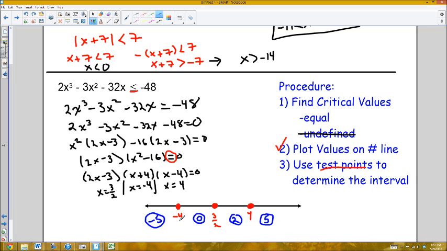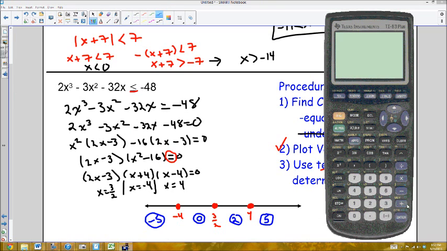Okay, so now that I've chosen what my test points are, I have to test them by plugging them into this equation to see which one of them actually work. So to do that, I'm going to use a calculator. Okay, so now that I got a calculator, I'm going to test each of these test points.